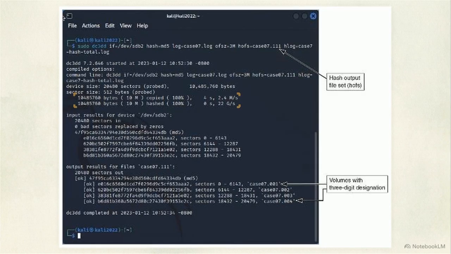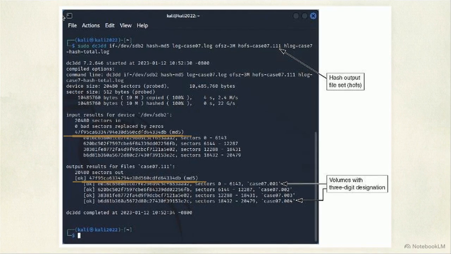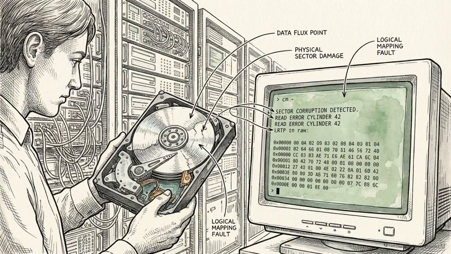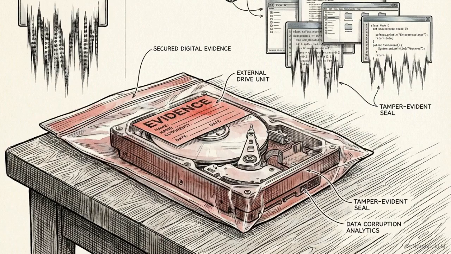During execution, DC3DD provides real-time progress reporting, tracking sectors copied. Crucially, it performs on-the-fly verification, generating matching MD5 hashes for input and output to prove the copy is identical. An investigator's success depends entirely on their tools. Mastering the intersection of raw file system architecture and native Linux command line utilities ensures forensic integrity, securing the data long after a standard GUI has crashed.